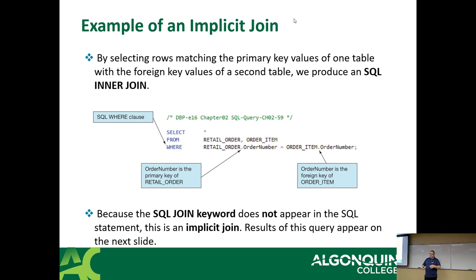So implicit joins is how it used to be done because we didn't have the join operator. And it works. You can use it to this day. No problem. It'll work. It has to because it's part of the SQL standard.